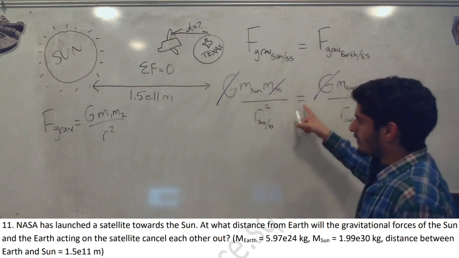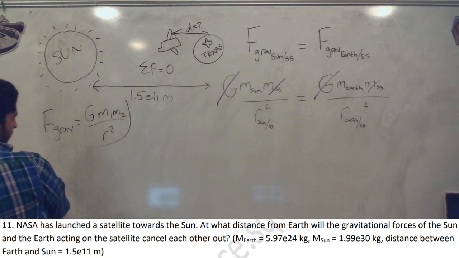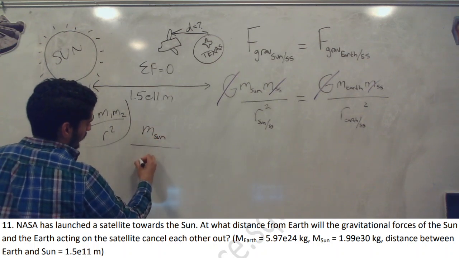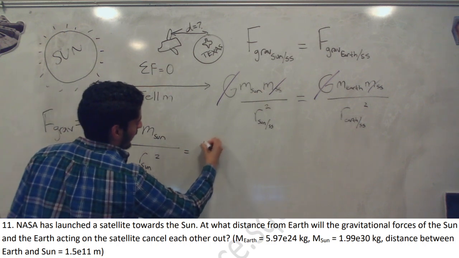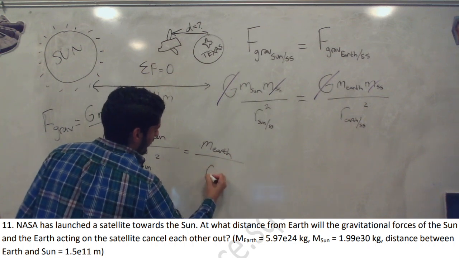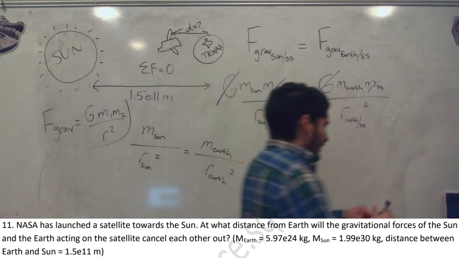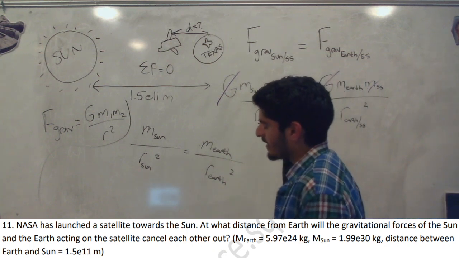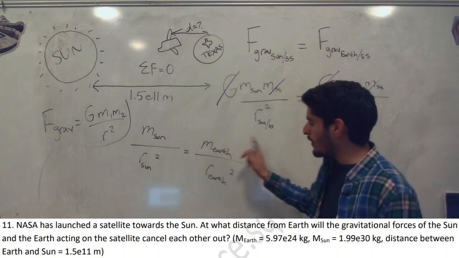So what we have left, and I'll do it over here, we'll draw a little line right there: the mass of the sun divided by the radius of the sun squared is equal to the mass of the Earth over the radius of the Earth squared. It's a little lopsided, but you'll notice that they gave us the mass of the sun and they gave us the mass of the Earth. So we know the mass of the sun and we know the mass of the Earth.